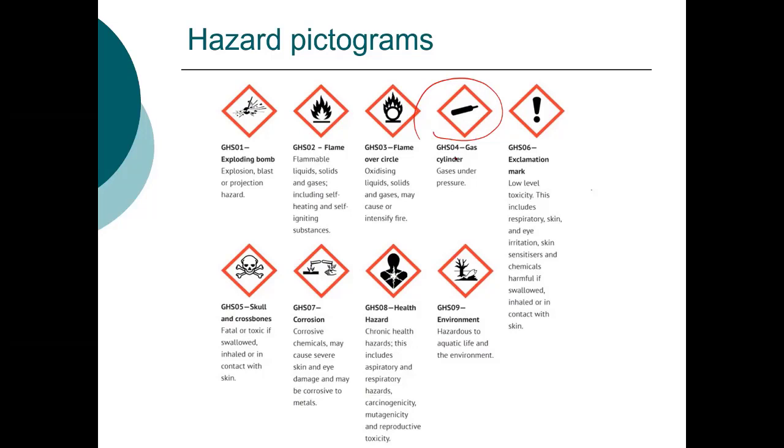The gas cylinder also has a pictogram. If the chemicals are harmful to the environment, then the dying tree, dead fish pictogram will be on the door, and will be identified on the chemical. So again, these are provided, they're consistent across the globe. So no matter where you go, if you see a skull and crossbones, you know that that chemical is fatal or toxic if swallowed or inhaled.